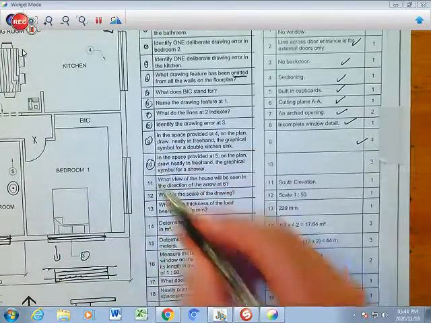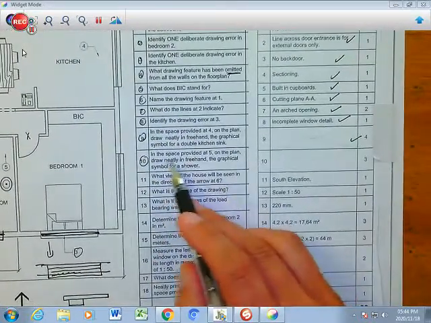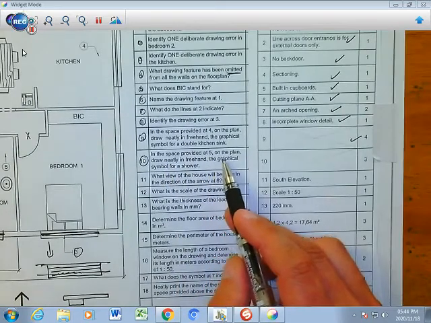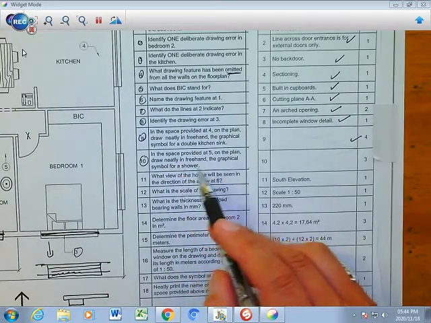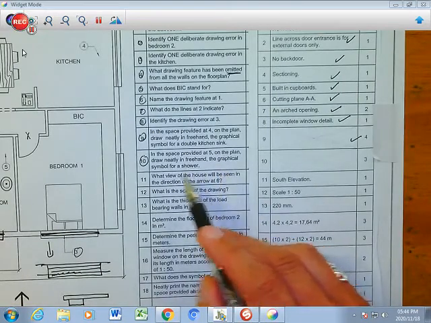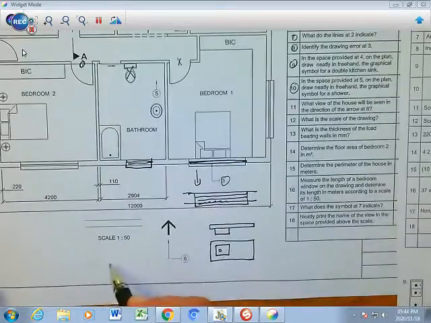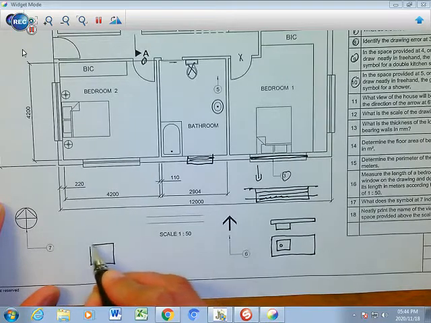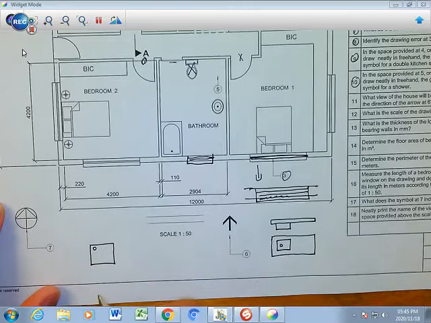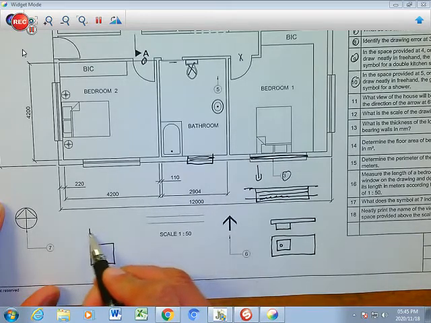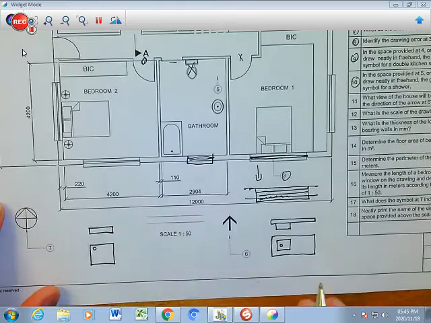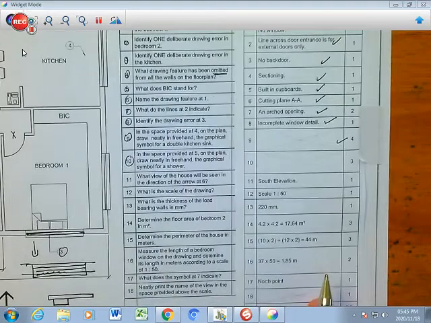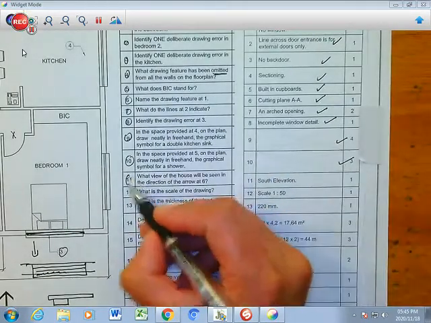Number 9. Number 10, in the space below, at number 5 on the floor plan, draw neatly a freehand the geographic or graphical symbol for a shower. Let's look at the shower. If I must show you a shower here, I'm going to draw the shower here. So the shower is a square box with a trap in any corner, no other lines, and then just a rectangular flat like that for the front view of the shower, and it must be freehand again. Alright, that's covered.